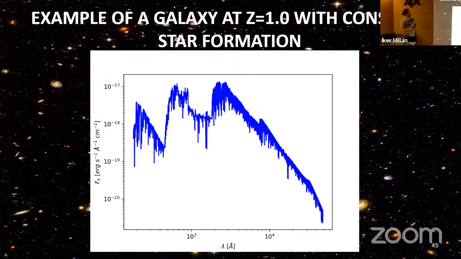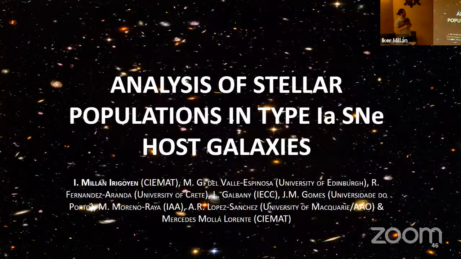It's still a prototype, but it's an example of a galaxy at redshift one with a constant star formation and a constant metallicity, as a check of the effects, and the effects were correct, but it's not yet validated nor checked, which is why it's a prototype.